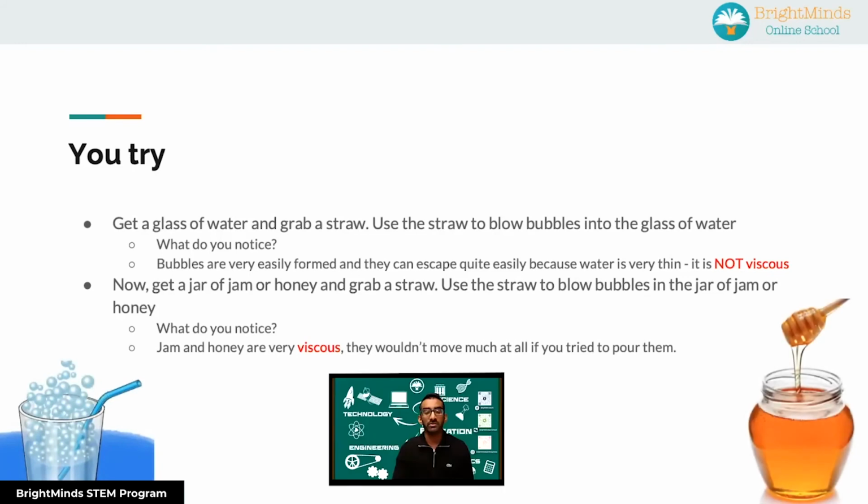So there's our water, blowing bubbles with water, and there's our honey. Very viscous, very thick. So remember our key word that we just learned, viscous, viscosity. Okay, so viscosity is referring to how thick something is, how hard it is to pour. If something's viscous, it's harder to pour.